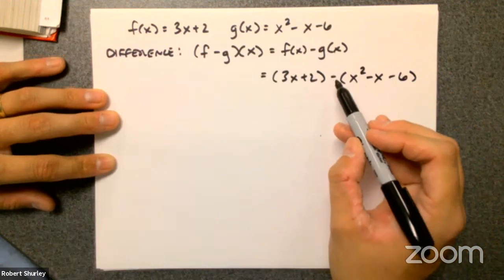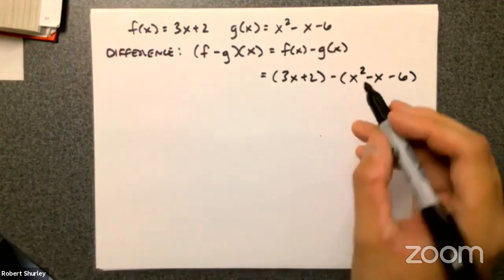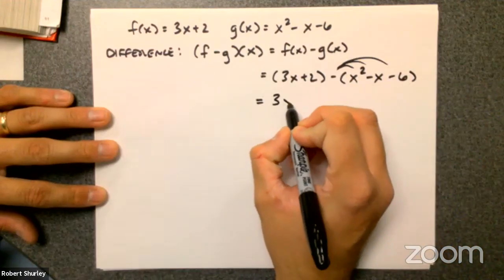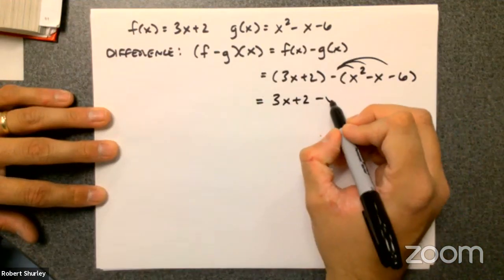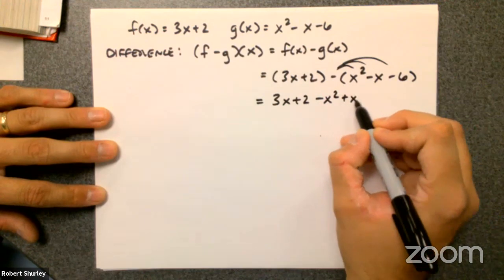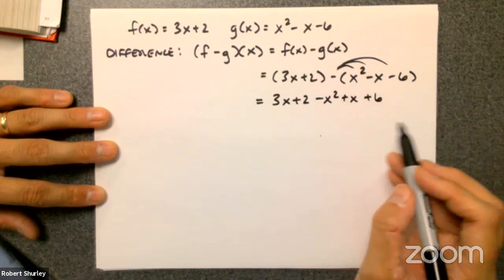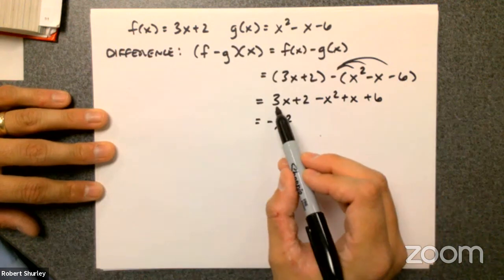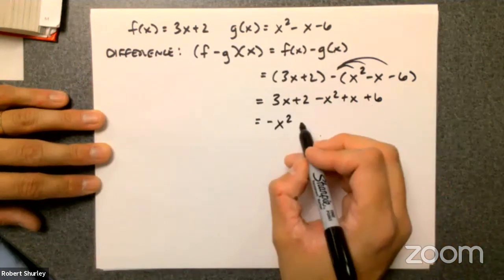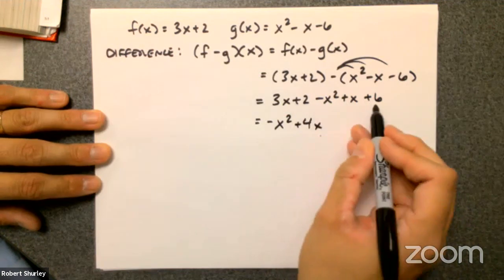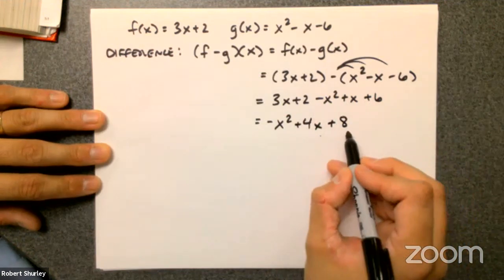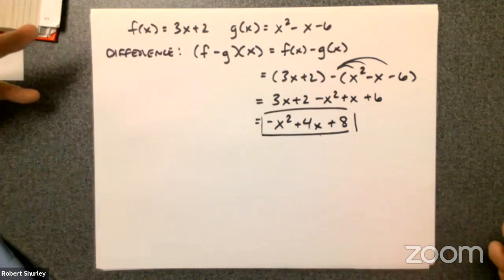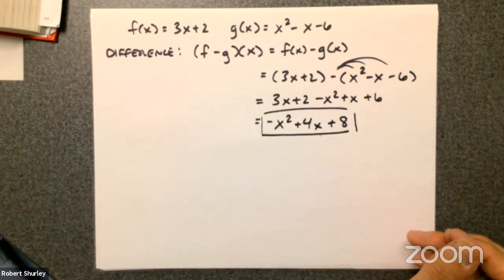So we've got to be careful with the subtraction, because we have to distribute the negative to all three parts. So we're going to get 3x plus 2 minus x squared plus x plus 6, right? Once we distribute the negative. So then you wind up with a negative x squared. Now, the x's this time are 3x plus x. So we get plus 4x, and then we get plus 8. So we wind up with the difference equation. Not a big deal, okay?